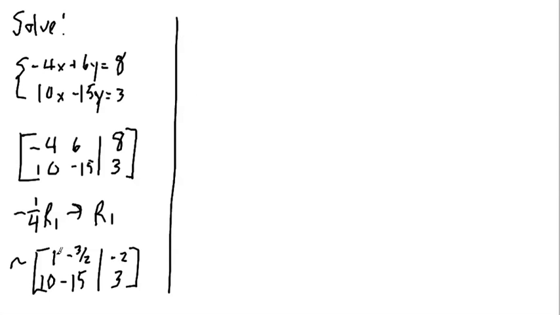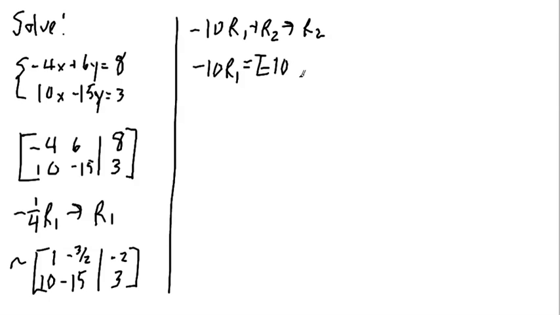Now the second thing we want to do is to get a 0 down here below the 1 that we just put up here. And the way we're going to do that is, well, if I multiply the top row by negative 10 and add it to the bottom row, negative 10 plus 10 will give me 0. So I take negative 10 times the first row plus the second row and replace the second row by that. Negative 10 times the first row is equal to negative 10. Negative 3 halves times negative 10 is equal to 15. Negative 10 times negative 2 is equal to 20.